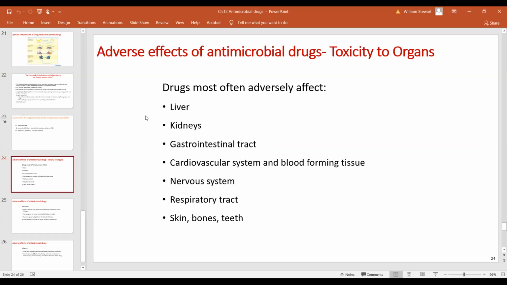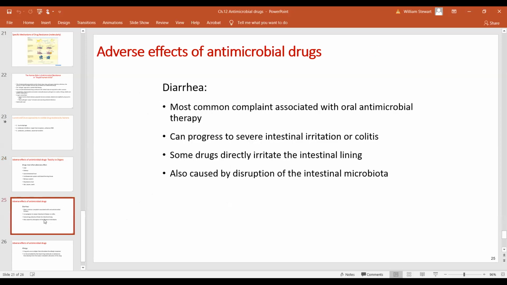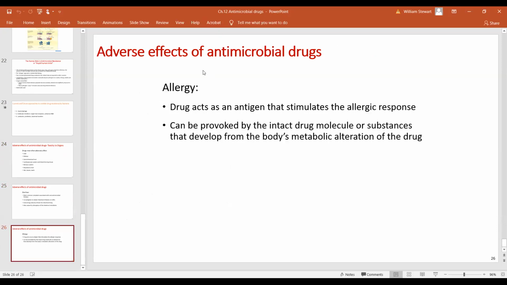Here's just a short list of some of the adverse effects. We have to bear in mind that when we take a medication, there's always going to be side effects. These are some of the systems that are targeted. You'll notice it's pretty much all of your systems. One of probably the most common side effects of taking an antimicrobial drug, and the ramifications that that can have. And then, of course, I listed allergy here as an adverse effect.